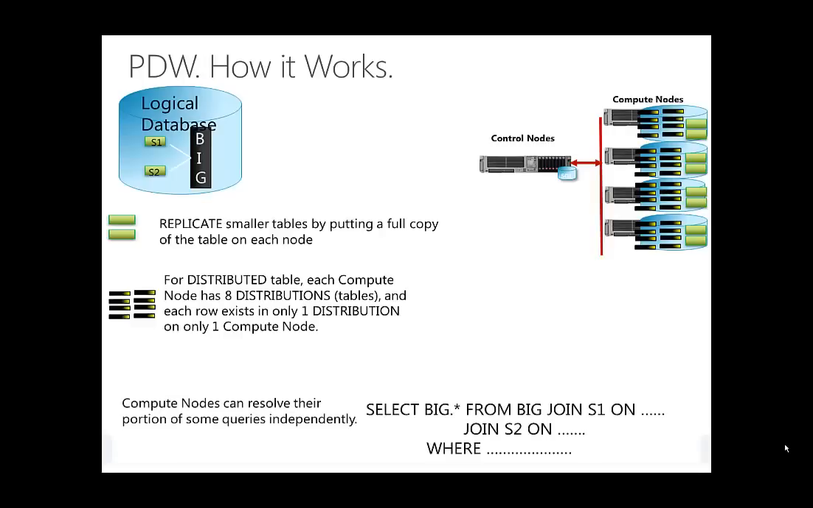The reason we do this is so that a compute node can resolve some of the query independently. If I'm selecting all the fields from my big table join my 2 small tables, each compute node can figure out which records from the big table meet the criteria and just return their portion of the records.